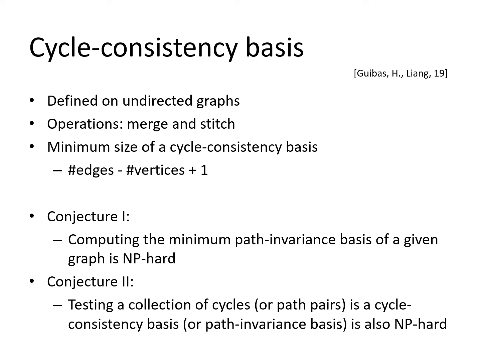It essentially says that testing is also very difficult. Given a collection of cycles or path pairs, we conjecture that testing the cycle-consistent basis, path-invariant basis, can also be hard. Okay, so both conjectures are interesting topics for future research.